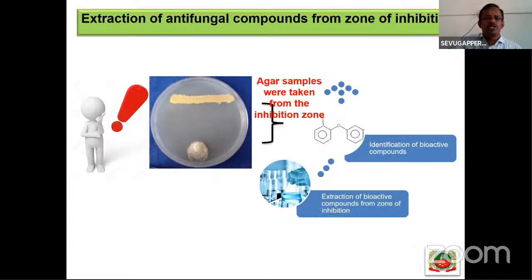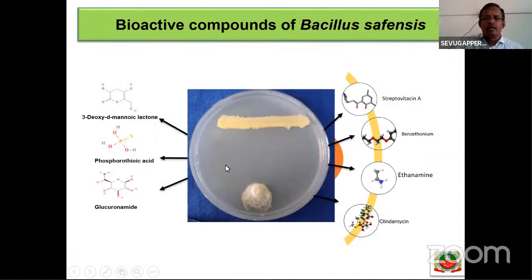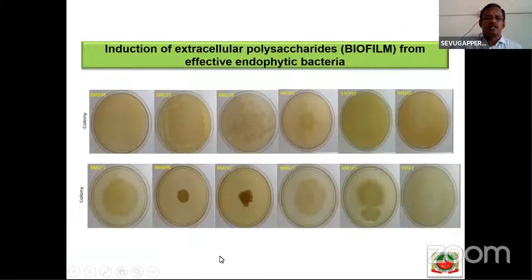So here this inhibition is because of the production of antimicrobial biomolecules during the interaction of the bacteria with the fungal pathogen. In this case, biomolecules like streptozotocin, ethanamide, clindamycin, 3-deoxy-D-mannonic lactone, phosphothioic acid and glucuronamide were identified from Bacillus safensis, which is the endophyte responsible.